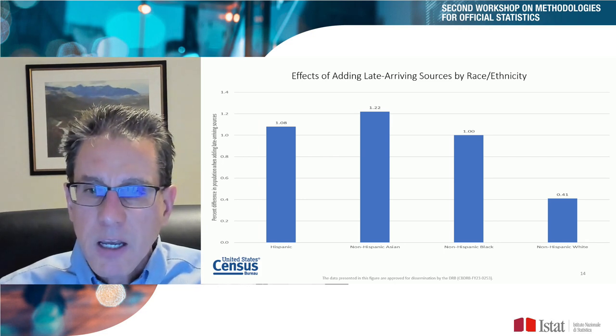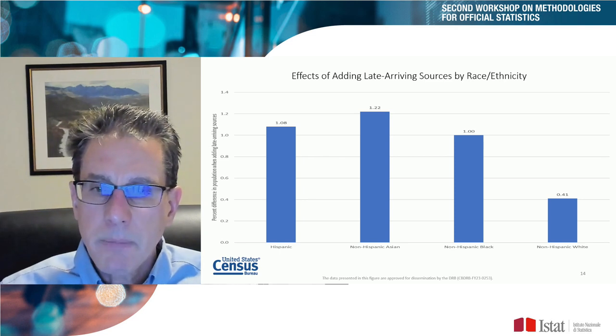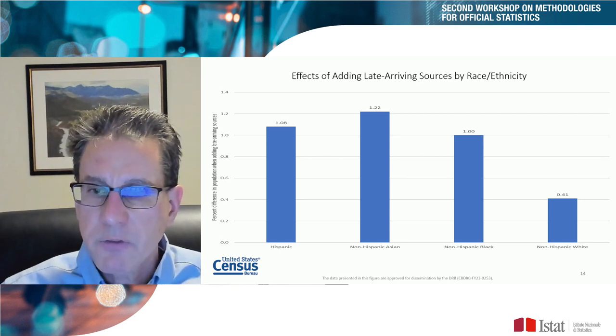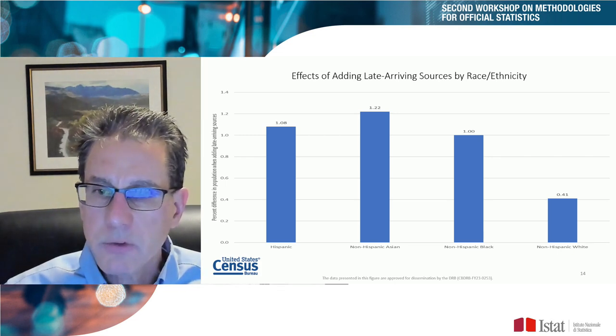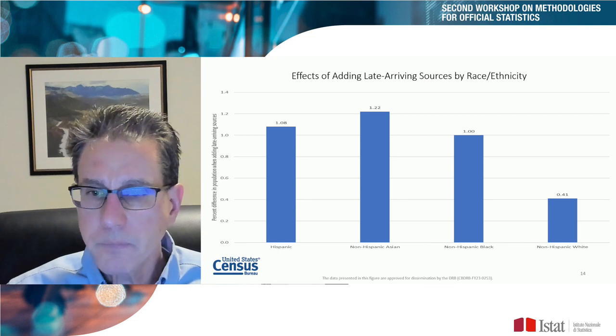And the coverage degradation was also bigger for minority groups than for whites. So not having those sources in a timely fashion was affecting minority groups and children.